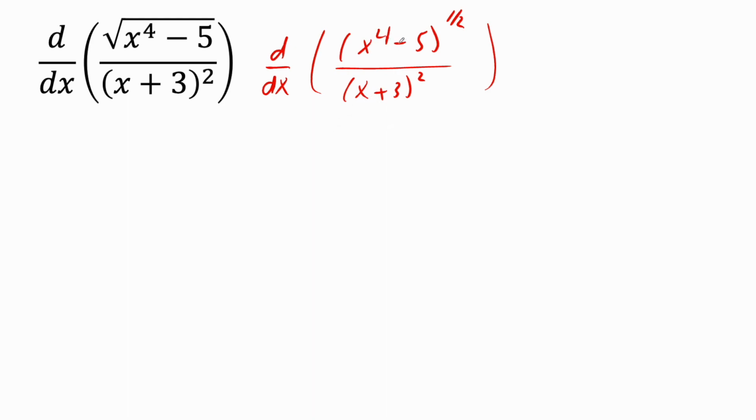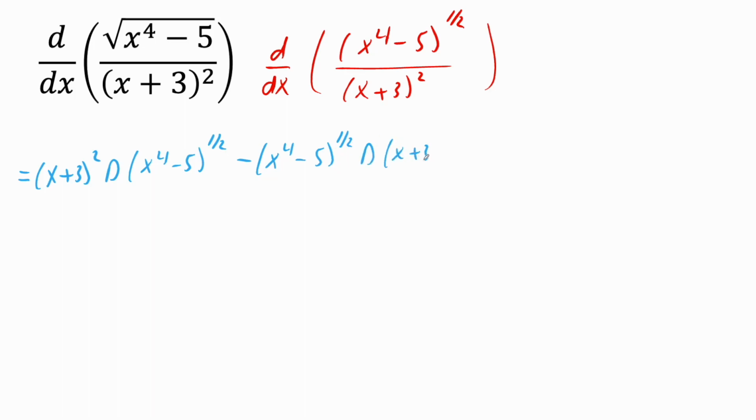That's low d high minus high d low, divided by the square root of what's below. So low is our denominator. So we have (x + 3) squared, d high, so derivative of our numerator, (x^4 - 5) raised to 1/2, minus high, our numerator, (x^4 - 5) raised to 1/2, d low, derivative of our denominator, (x + 3) squared, divided by the square root of what's below. So we take what we have, (x + 3) squared, and we got to square it again. So close it, squared. So next we can clean it up.